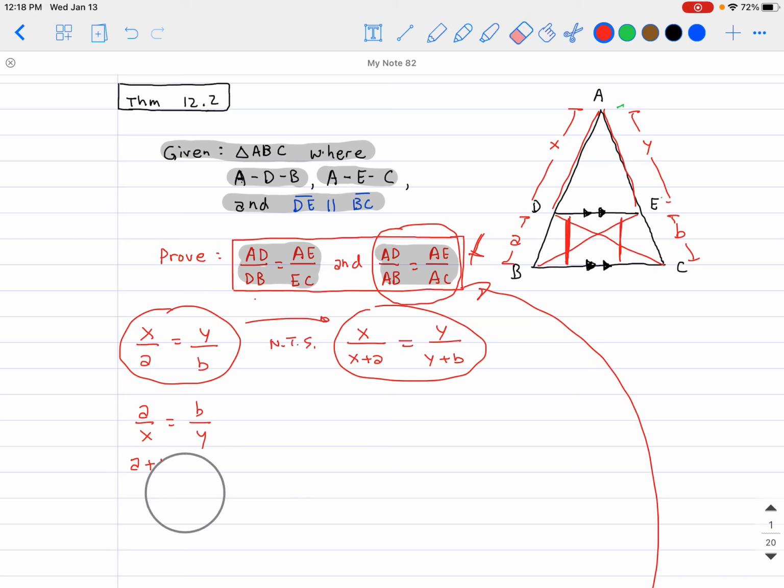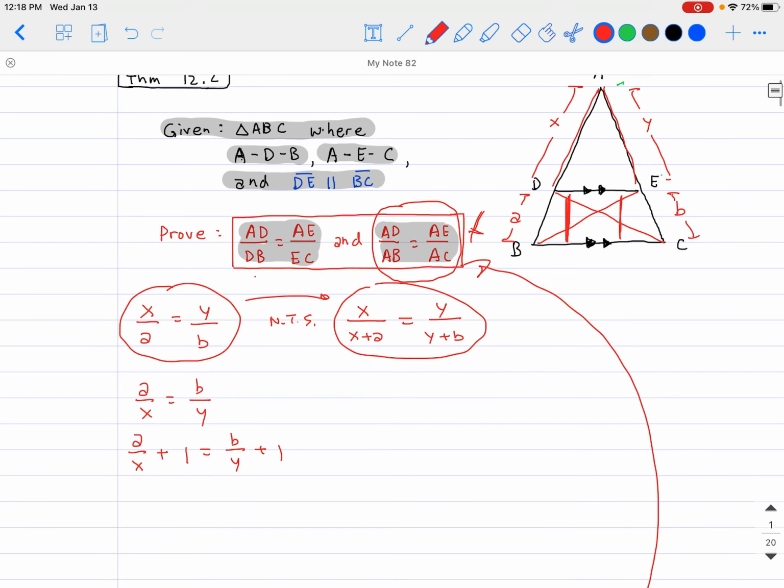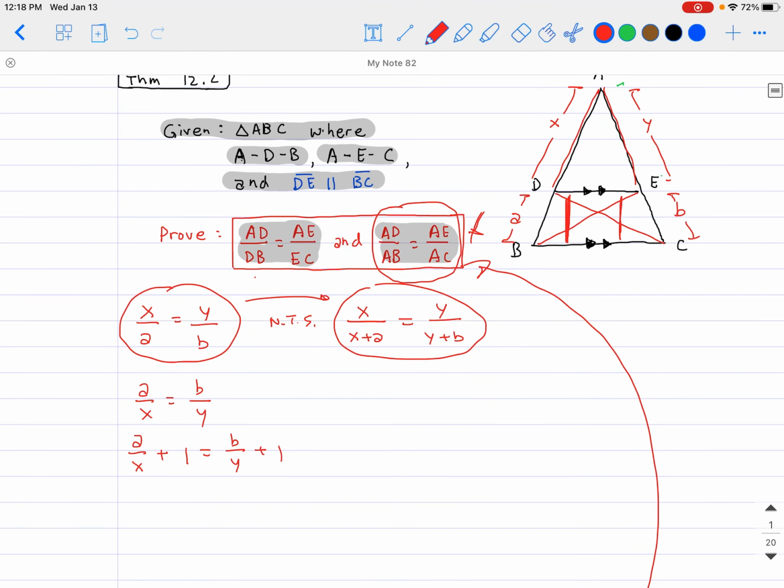Let me clean that up a little bit. Sorry about that. I know what I'm supposed to add now. I'm going to add 1 to both sides. That's right. So it's going to look something like this. Okay. If I add 1 to both sides, now I can go ahead and get a common denominator out of all of them.